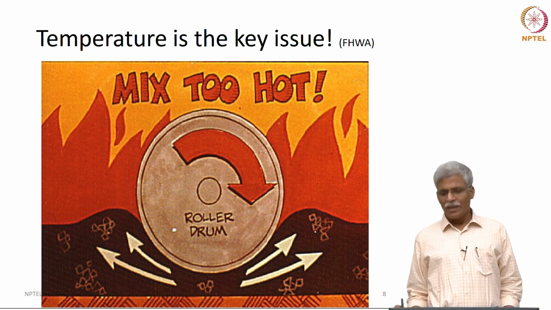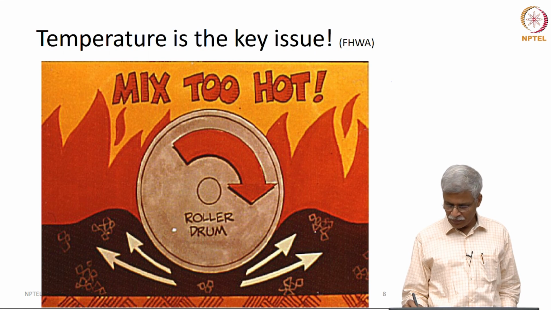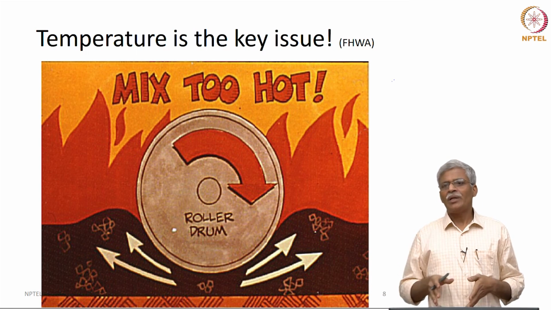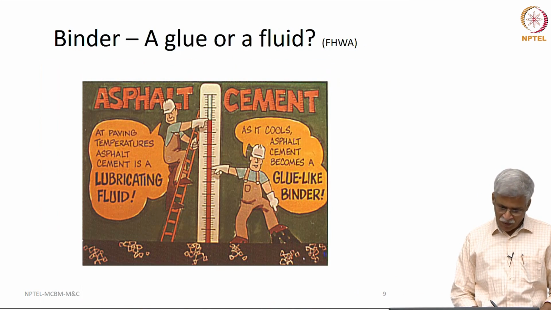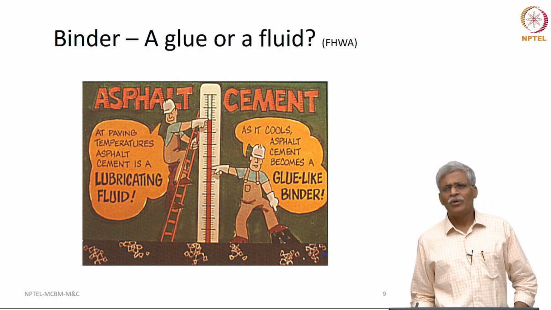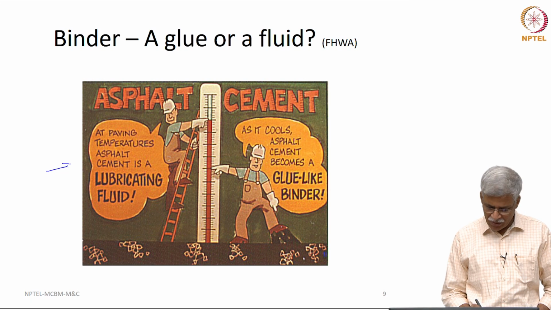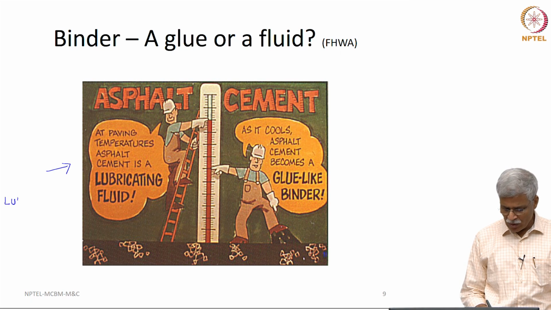Now, the main critical thing is the temperature is the key issue. Now, if the mix is very hot, what you see here, what will really happen? The mixture will kind of move away from below the roller. That is one thing. Now, the interesting part that we want to know is, at paving temperatures, you can actually see from this picture, very nicely captured here, you want it to be behaving like a lubricating fluid. It is necessary that we write this word and emphasize it.